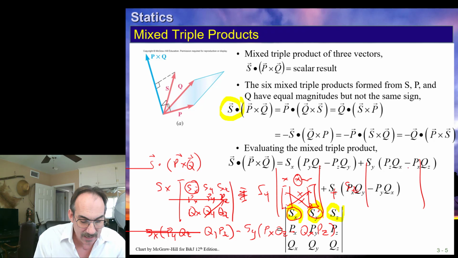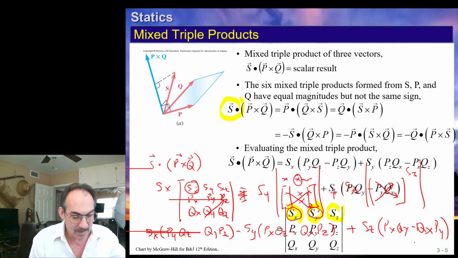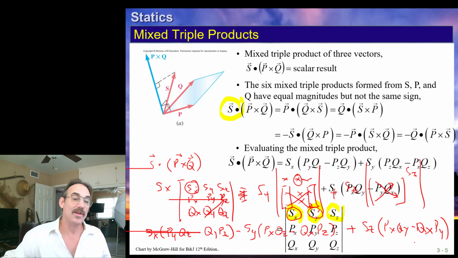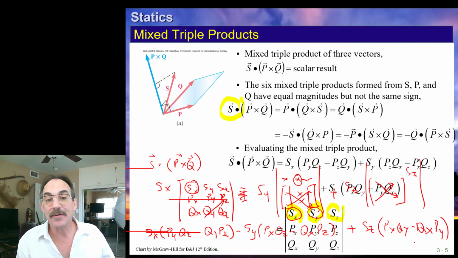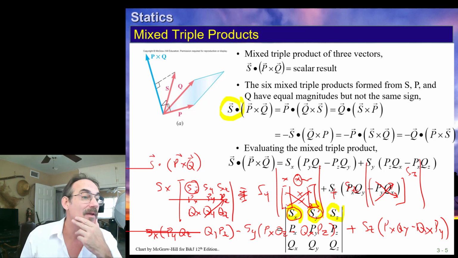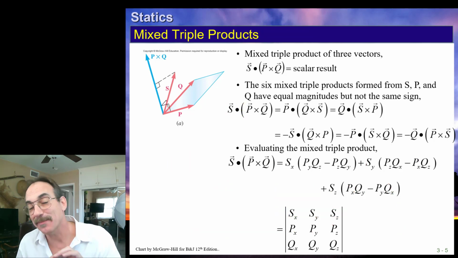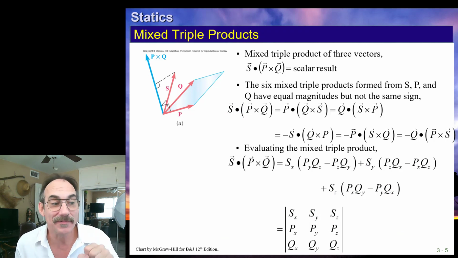And then our last term is plus again, SZ. When we look at this guy, the SZ is over here. So we're going to focus on these terms, this minus this. So we're going to have plus again, SZ times, and now we're going to look at these guys, which is PXQY minus QXPY. And that is how we can do it all in one step. Is that beautiful or what? The answer to that question is beautiful, not what.